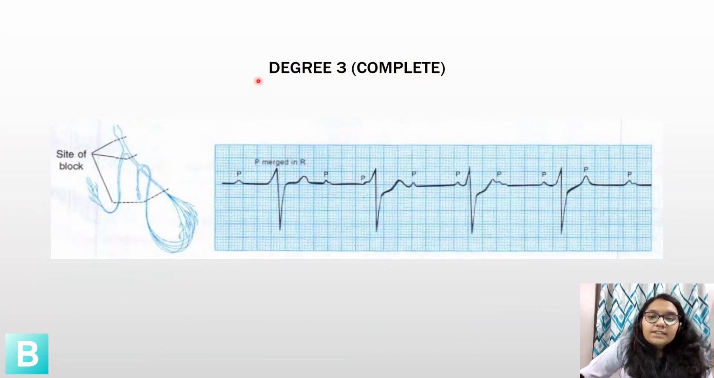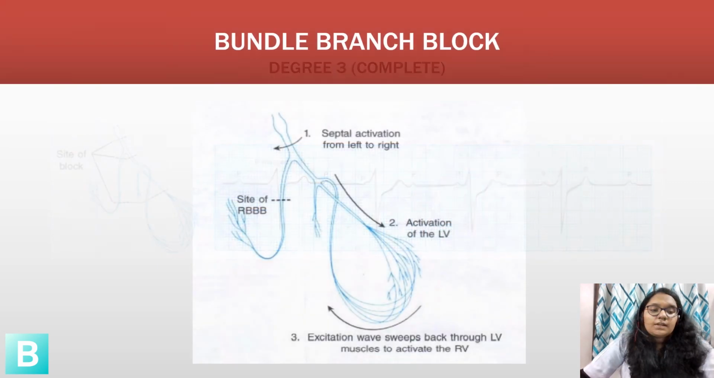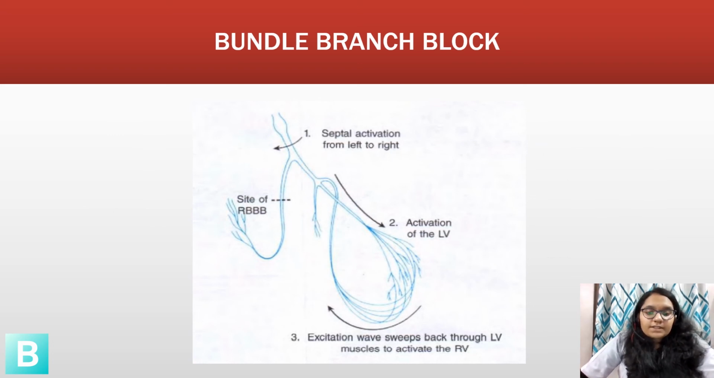The degree 3 heart block is the complete heart block, since there is complete interruption of conductance between the atria and the ventricles. Hence, the ventricles beat at a slower rate than the atria, thus generating the idioventricular rhythm. In the bundle branch block, there is blockage in one of the branches of the bundle of His. Therefore, the excitation process passes down normally up the bundle to the site which is intact and then sweeps back through the muscles to activate the ventricle on the blocked side.